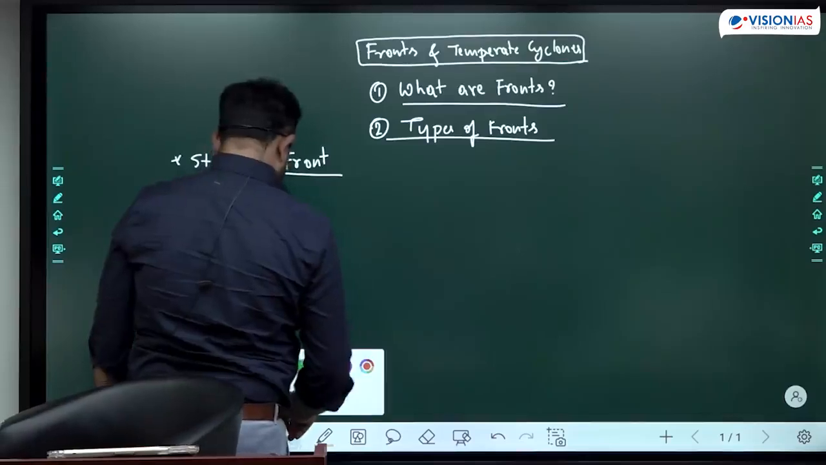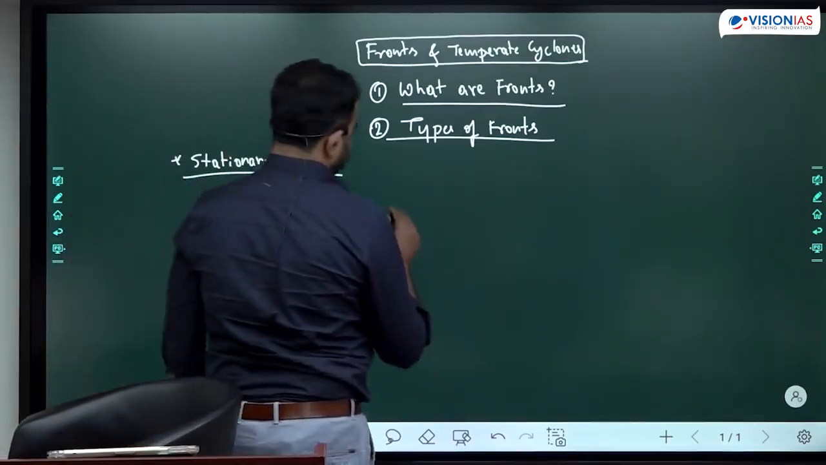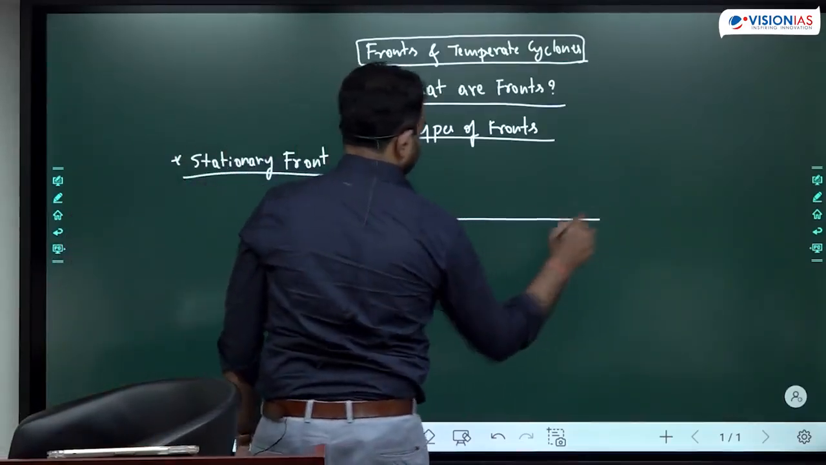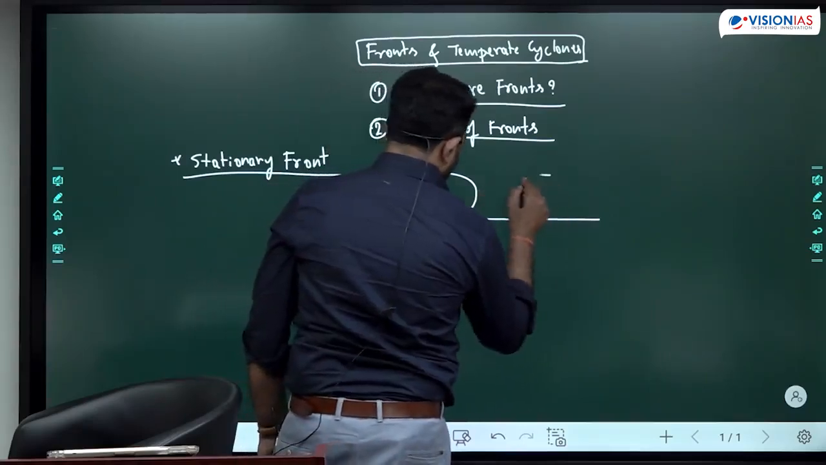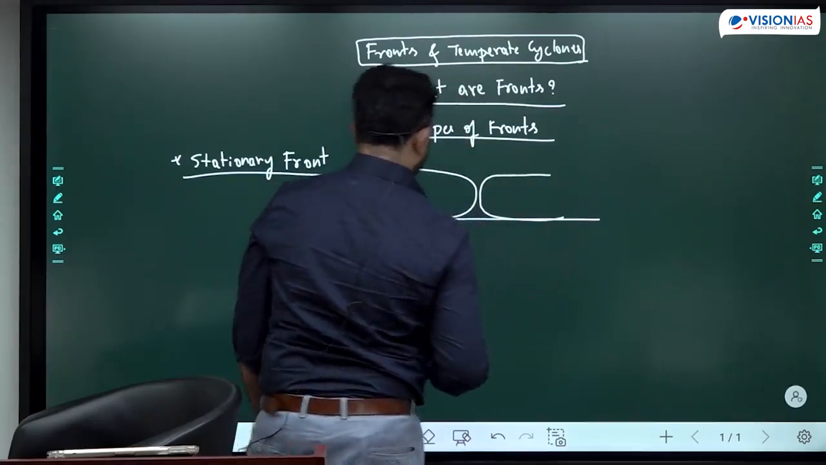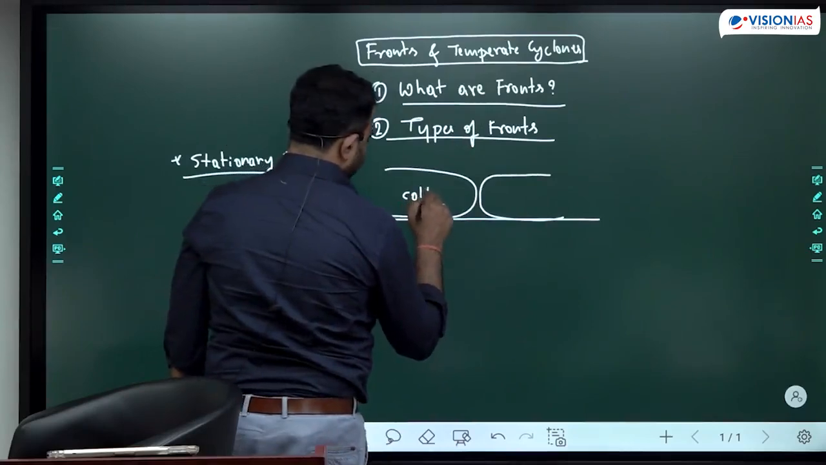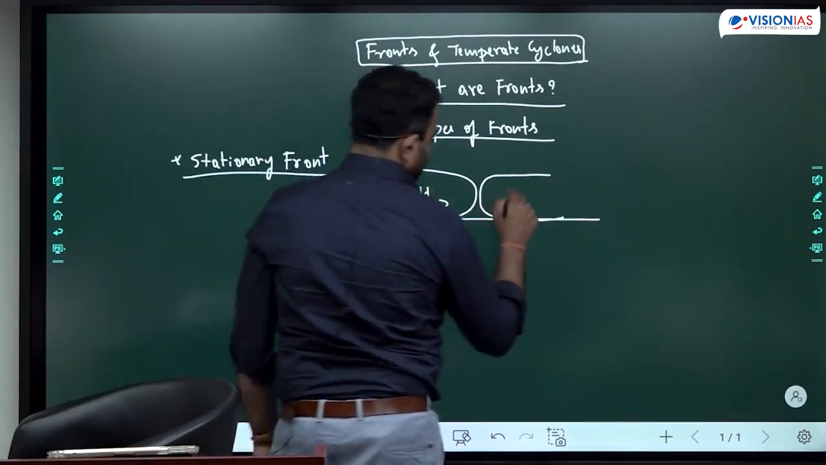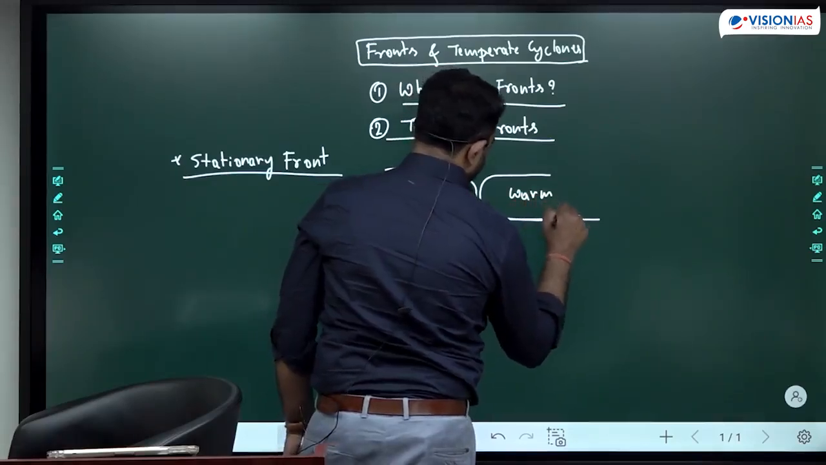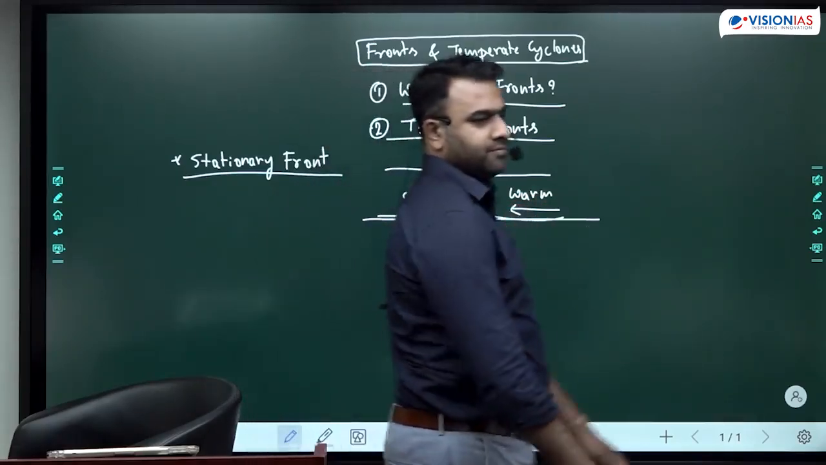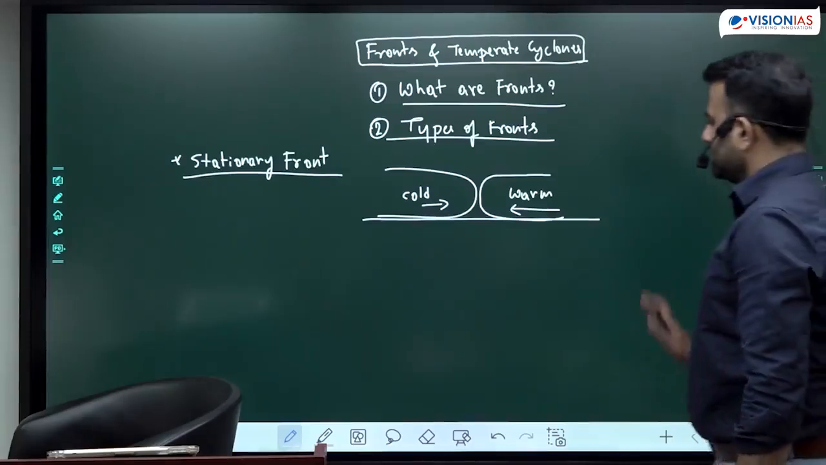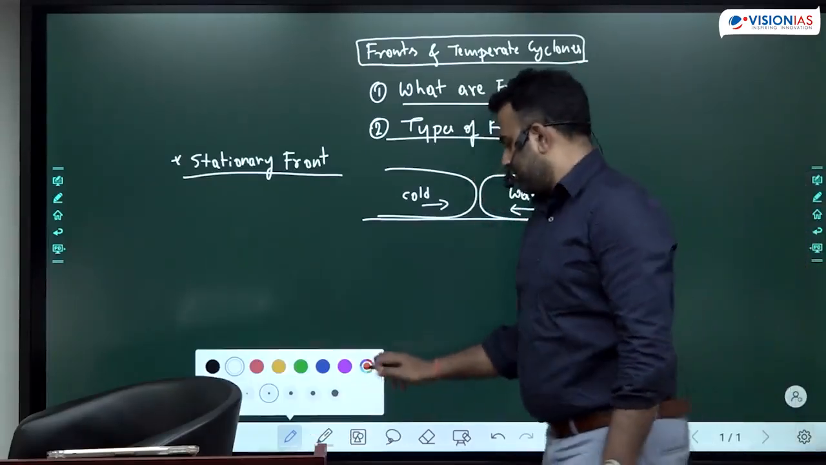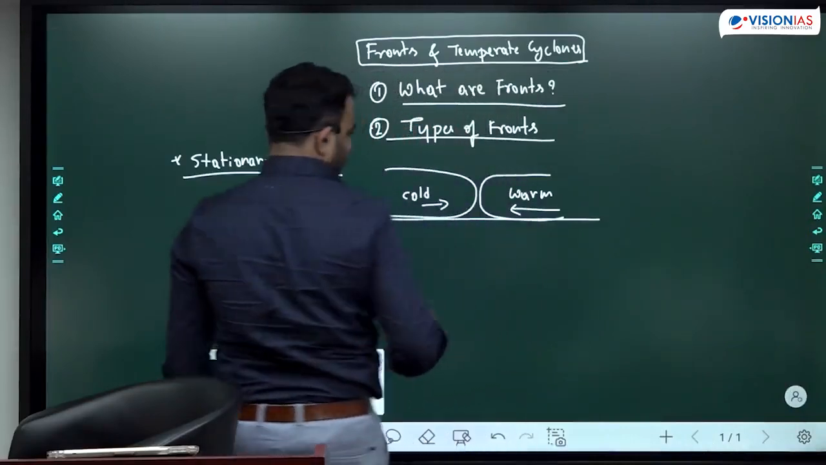What is a stationary front? Stationary front is where two different air masses have come closer towards each other. This is a cold air mass. This is a warm air mass. Both are trying to push each other, or both are completely stationary. They are just closer to each other without much movement.